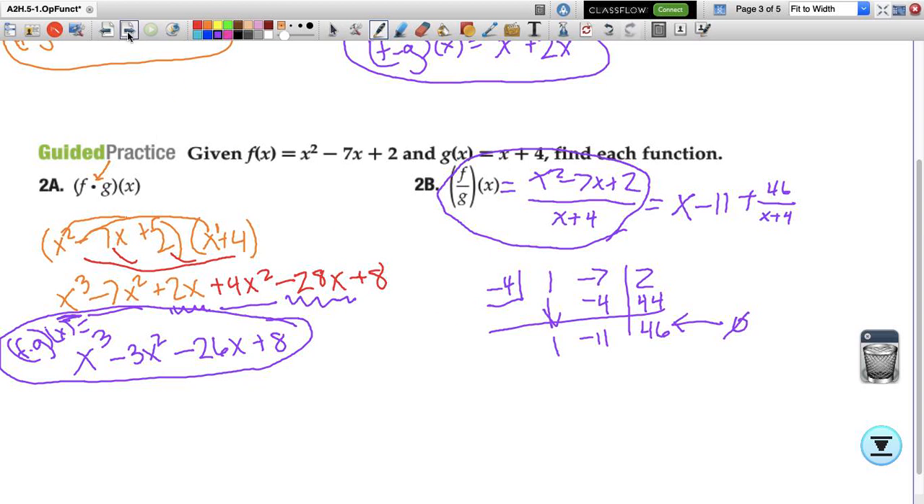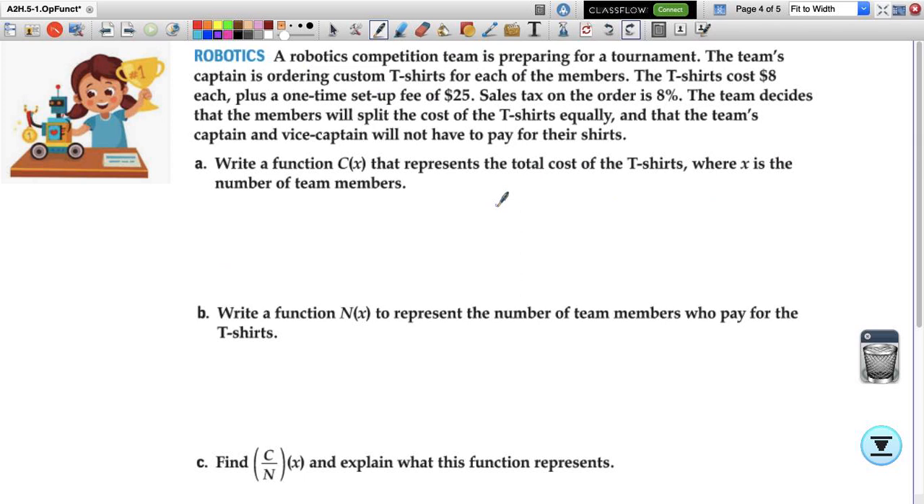Let's take a look at one word problem, and then I'm going to let you guys start practicing on your own, because this stuff is very familiar and very similar to stuff we've done in the past. So let's take a look here.